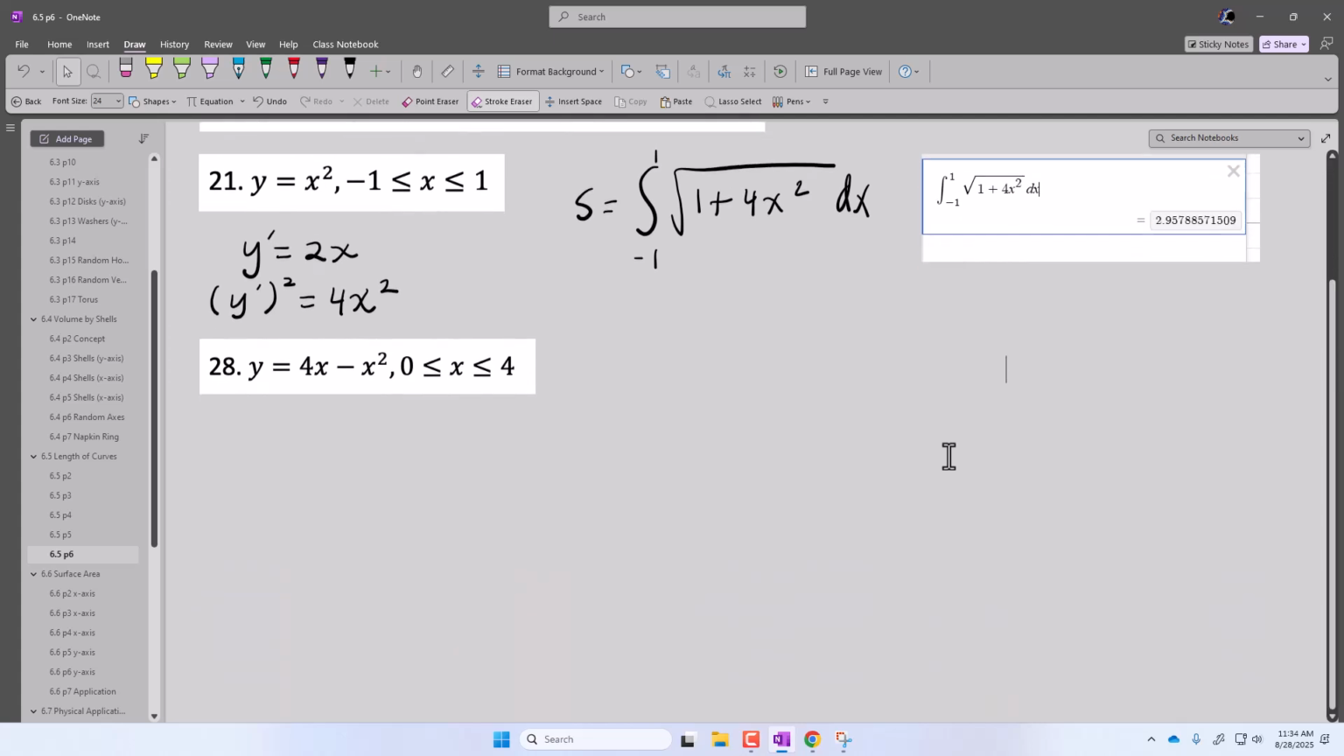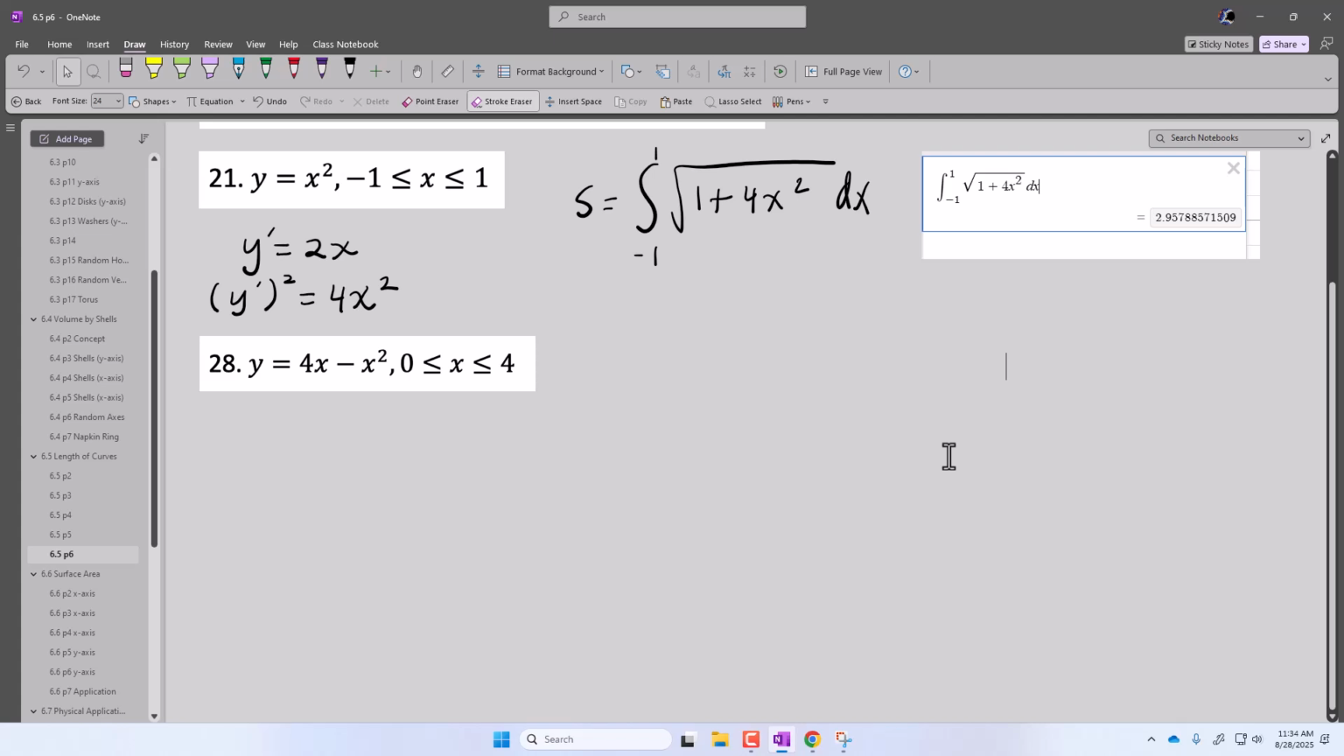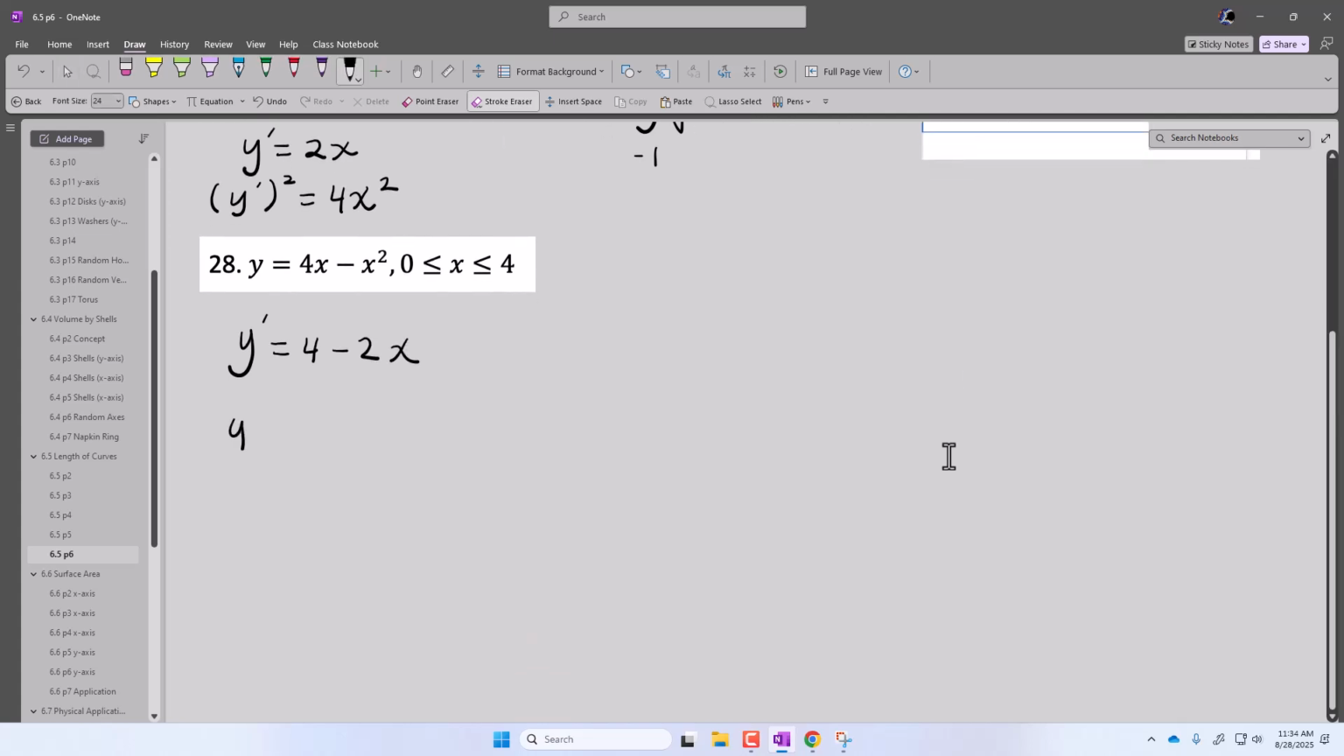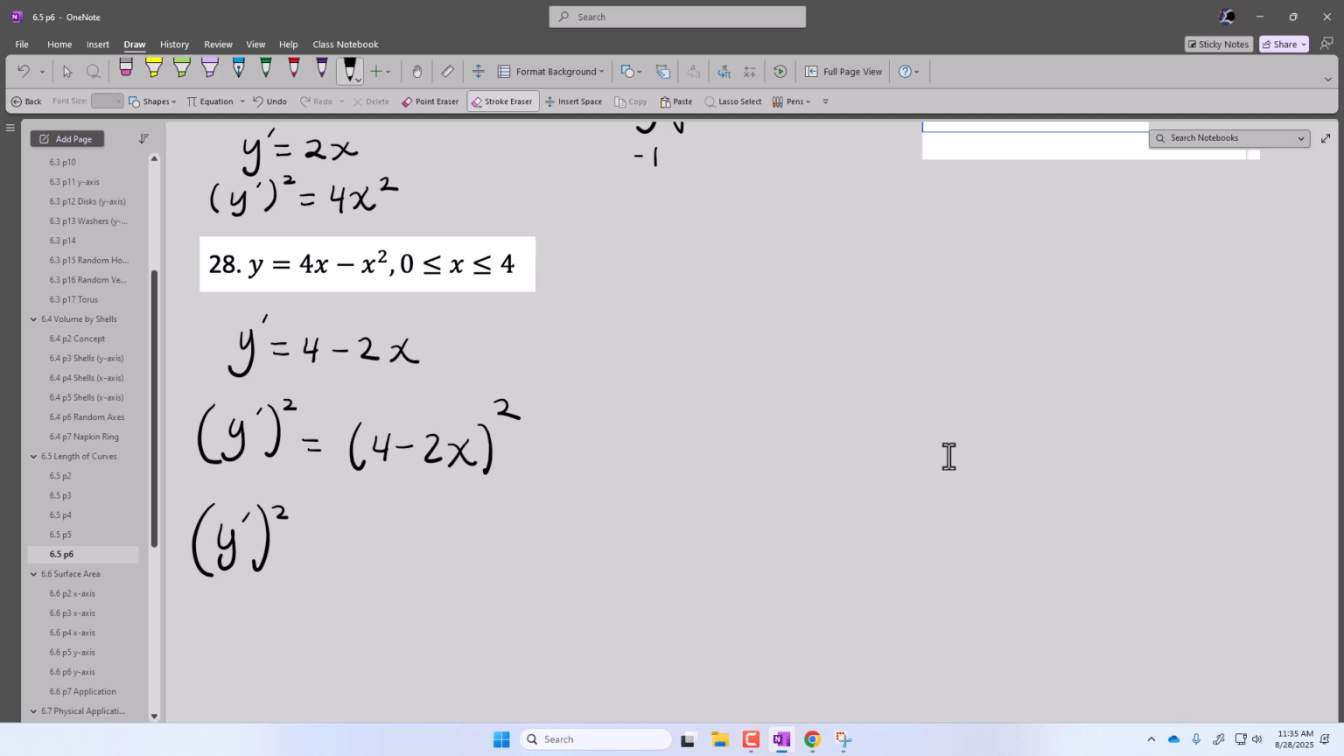So pretty straightforward though, if you're going to use technology to find the arc length. This one, once again, we're going to take the derivative, and then we have to square it and add 1. So we always square and add 1. We don't even have to square it out if we're going to use technology, right? We could just not square it out because Desmos doesn't care.